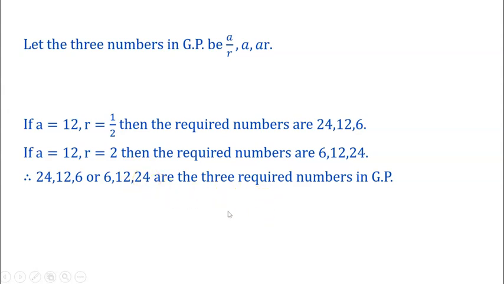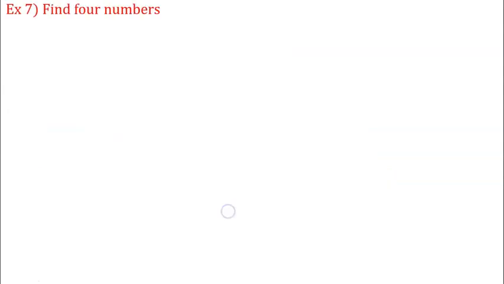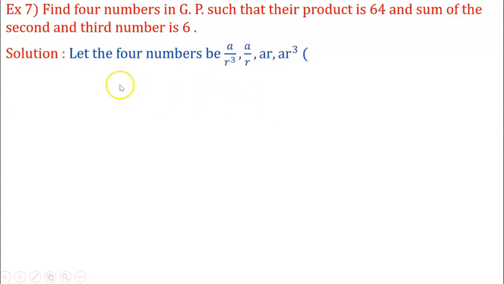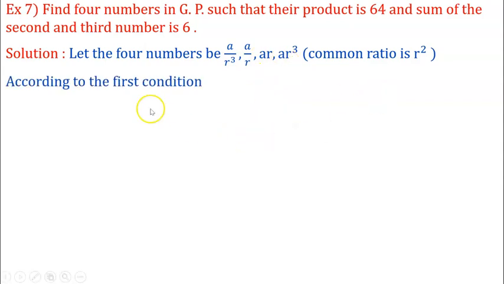Okay. Now next, example number 7. Find four numbers in GP such that their product is 64 and sum of second and third term is 6. Now solution. Let the four numbers be a upon r cube, a upon r, ar, ar raised to 3. Okay, here the common ratio is r square.